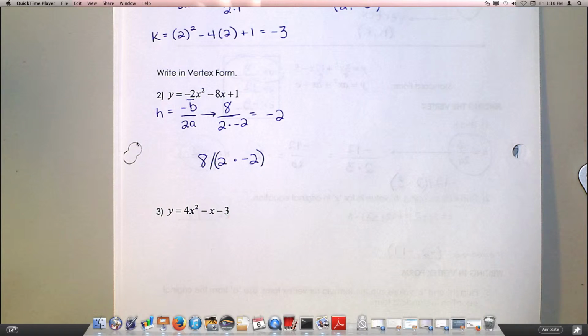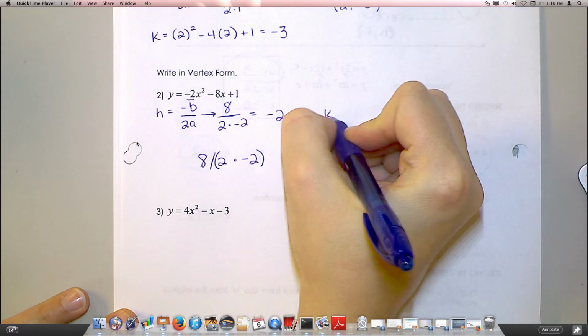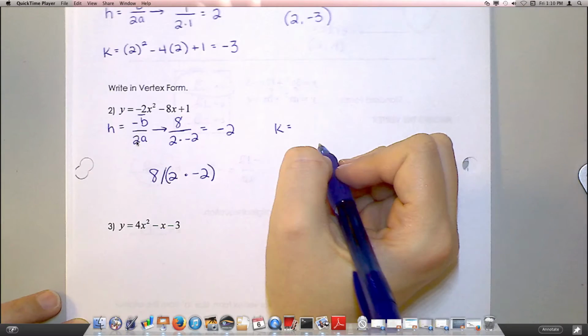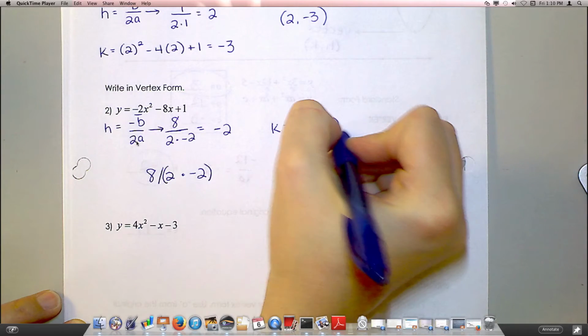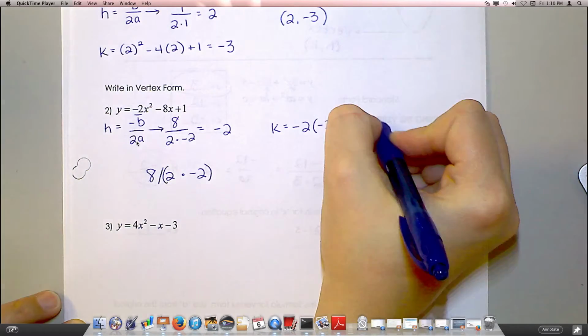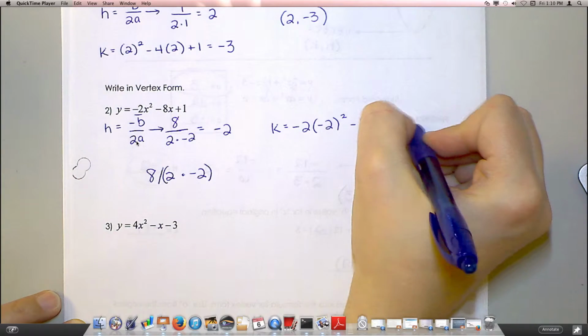Okay, what do I do with my H value? Plug it in. And when I plug it in, what am I going to make sure to put around it? Parentheses. So K will be -2 times (-2) squared minus 8 times (-2) plus 1.